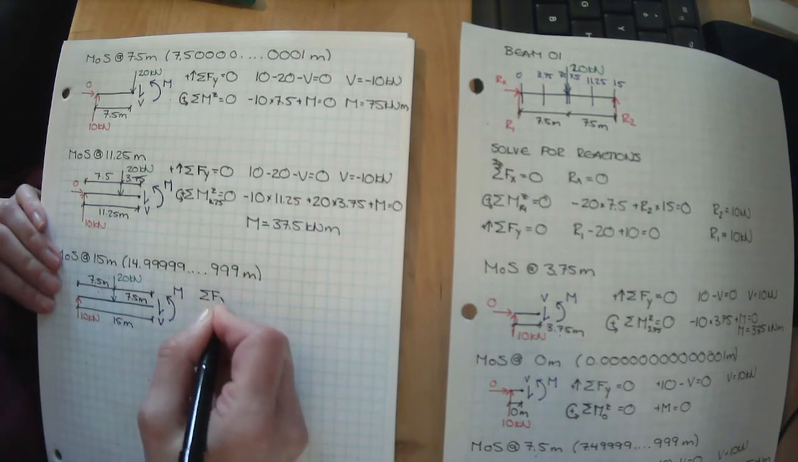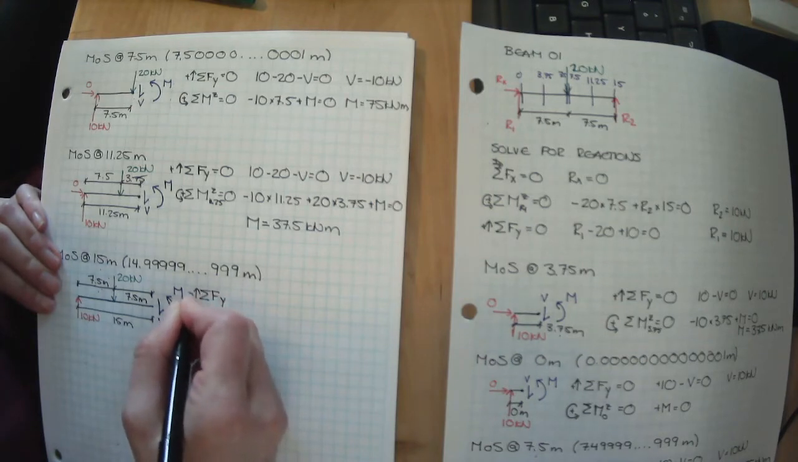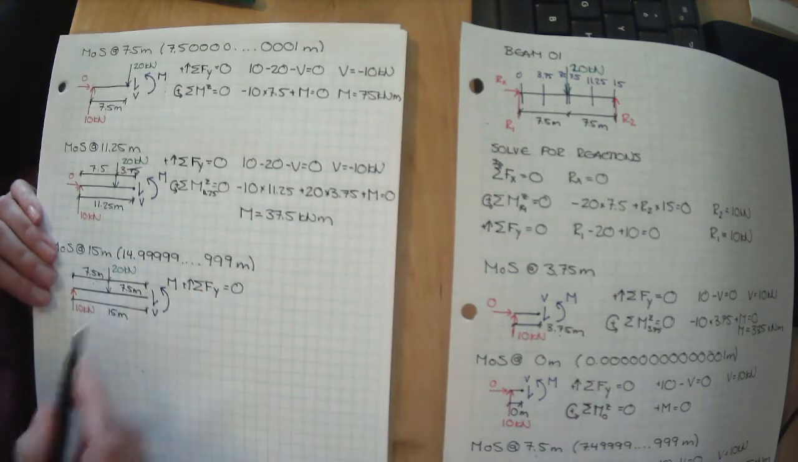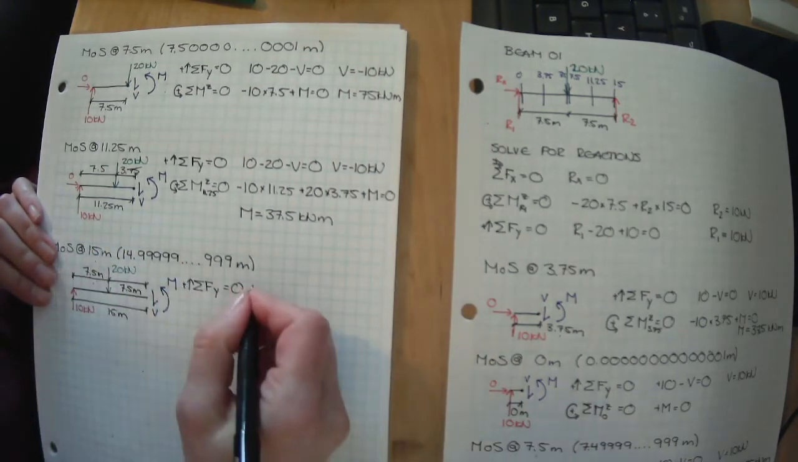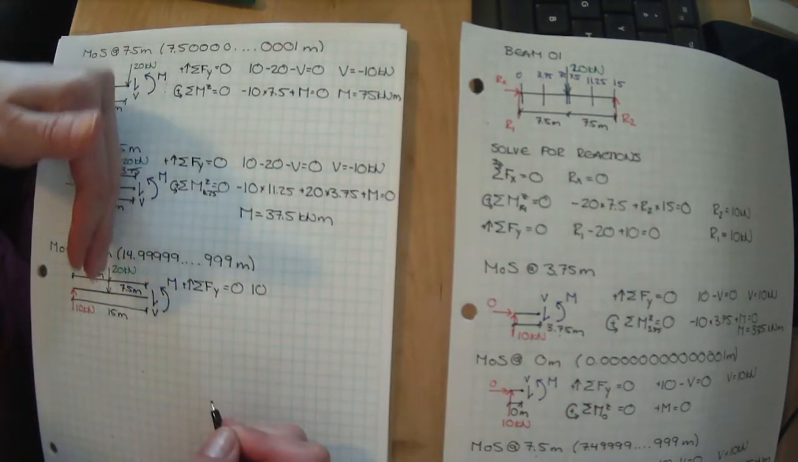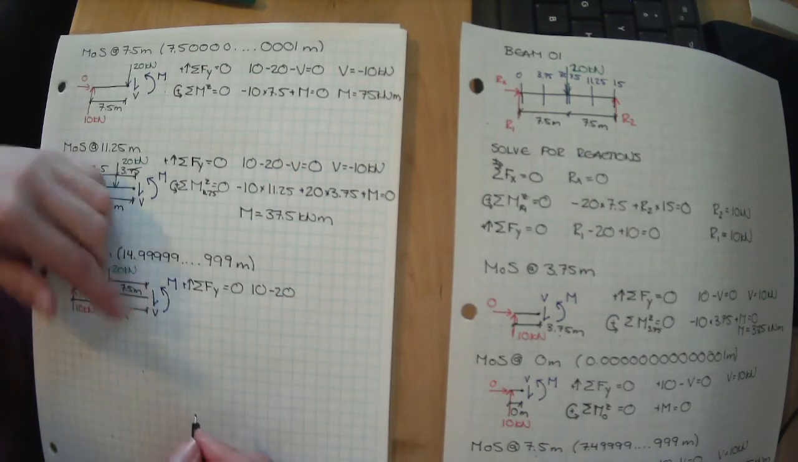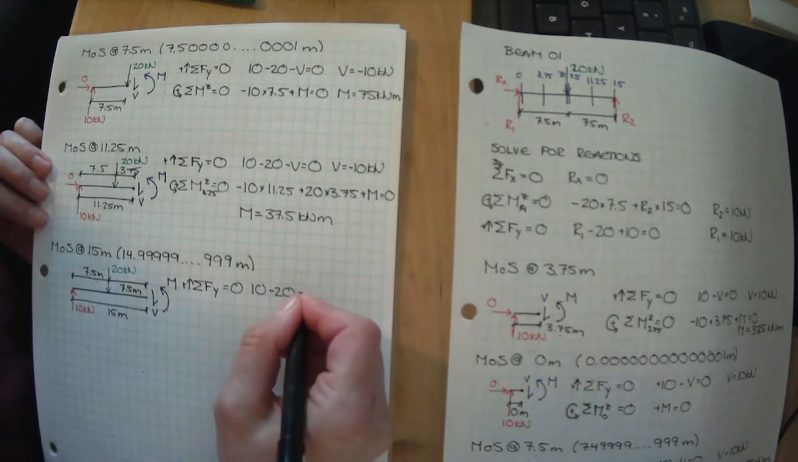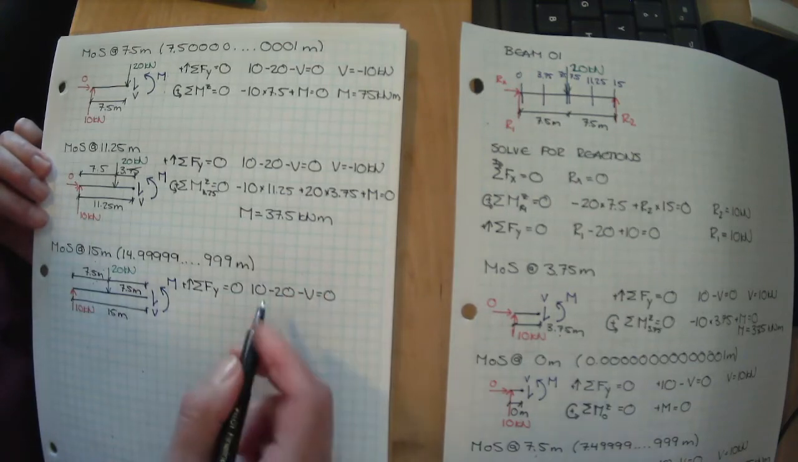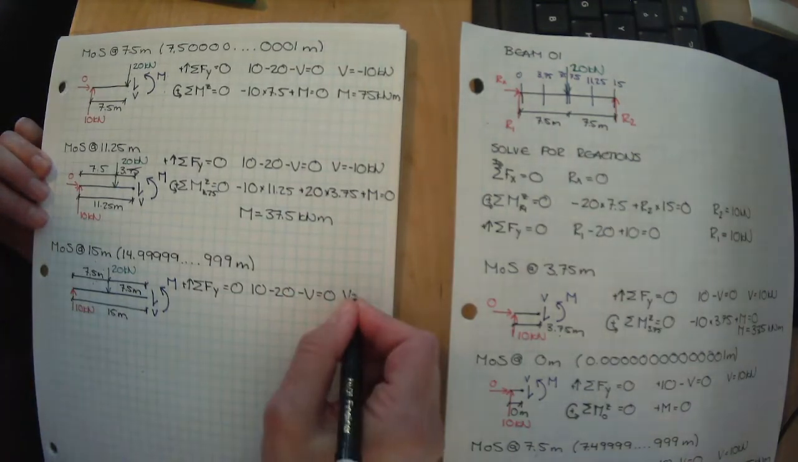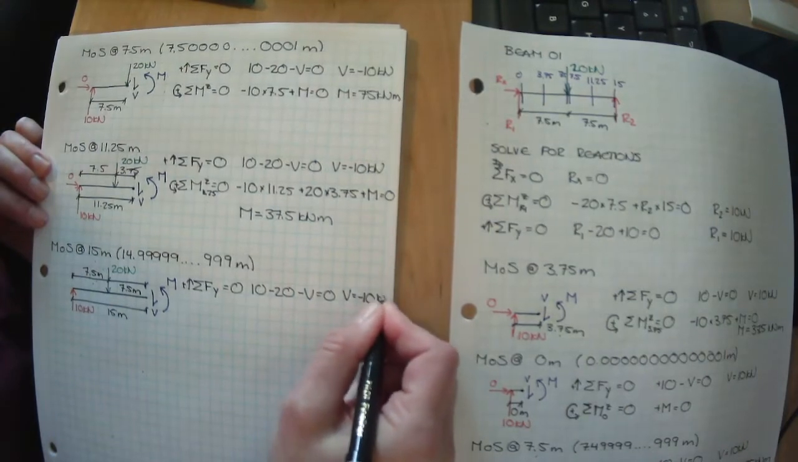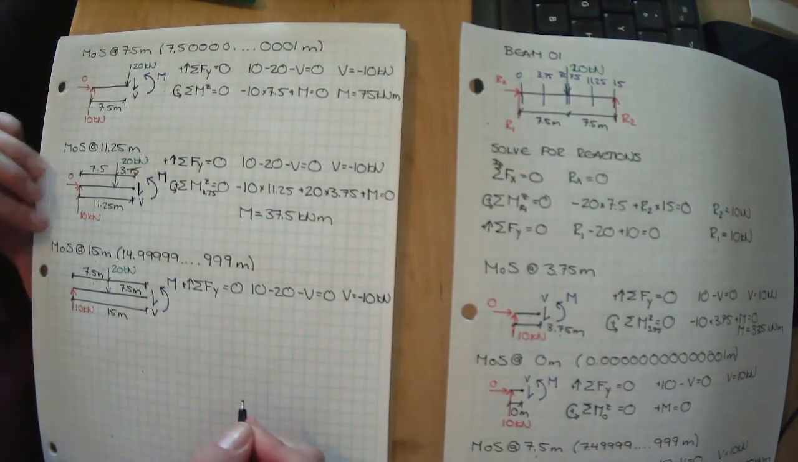So let's sum our forces in the y direction with everything upwards being positive. We have 10 kilonewtons up, 20 kilonewtons down, and our unknown shear downwards. So minus V equals 0. We rearrange this, and V equals minus 10 kilonewtons.